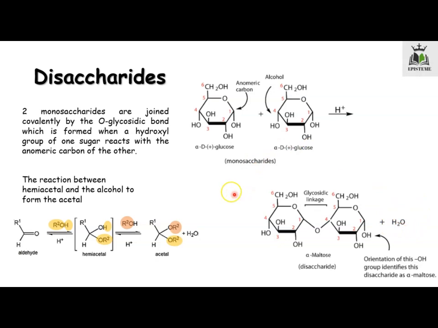Now these reactions I have already discussed in the first part of the carbohydrate series on monosaccharides, and to understand this part very clearly you can go and watch that video and then come back here. So the glycosidic linkage is formed between these two monosaccharides, and now this structure is an acetal.